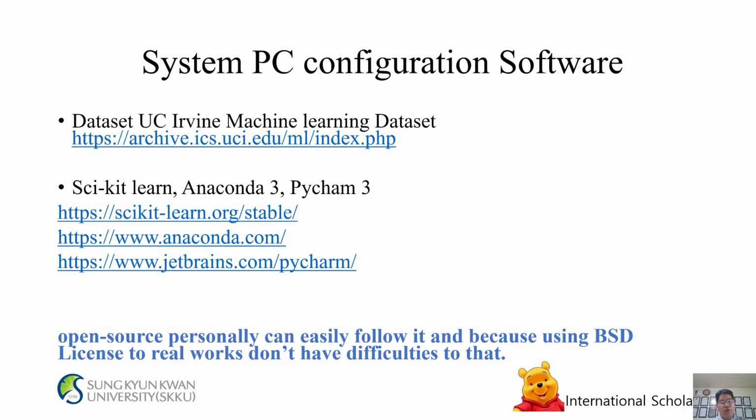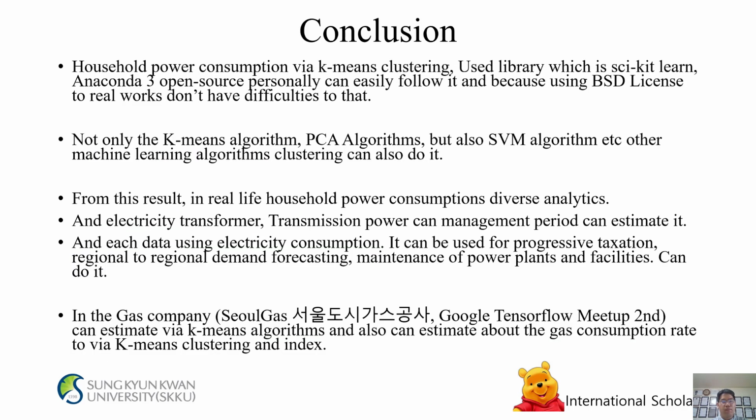Options personally can easily follow, and because of the BSD license, there are no difficulties in the real world. Conclusion: household power consumption via K-means clustering uses the library Scikit-learn, Anaconda 3, open source, which one can personally follow easily. And because of the BSD license, there are no difficulties in the real world. Not only the K-means algorithm, PCA algorithm, but also the SVM algorithm, etc. Other machine learning clustering algorithms can also do it.